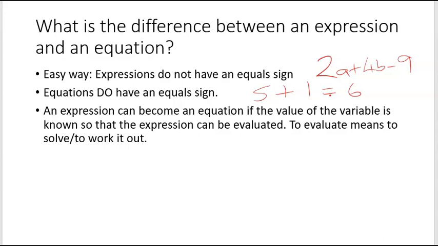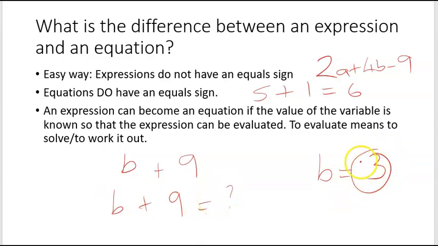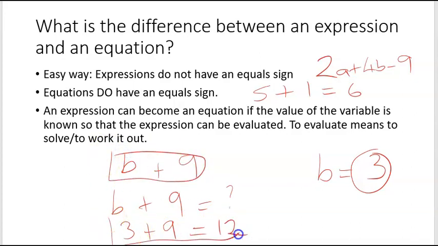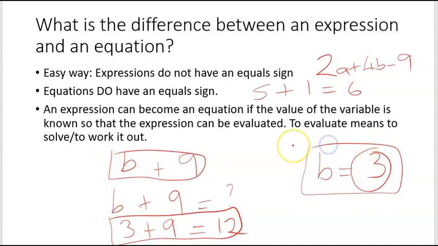So for example, again, if we've got b plus 9, that's an expression with 2 terms separated by the addition sign. If you're then told that b equals 3, then b plus 9 equals what? You substitute the 3 into where the b is, so you've got 3 plus 9, and then it equals 12. So that's how you turn an expression into an equation when you know the value of the variable.